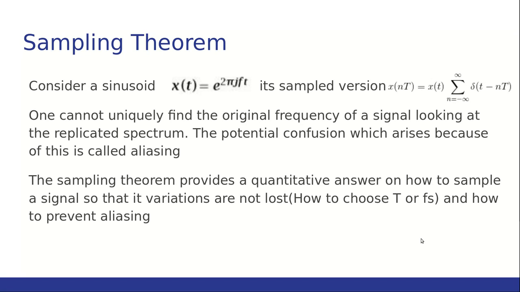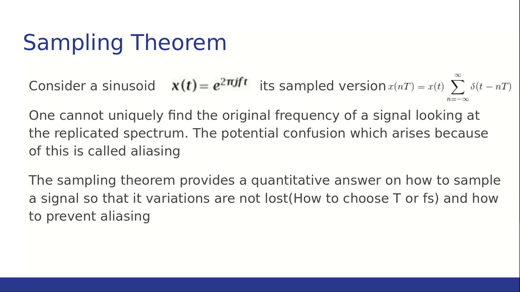There is also another issue with replication of spectrum, which is that one cannot uniquely find the original frequency of a signal by looking at the replicated spectrum. The potential confusion which arises because of this is called aliasing, and the sampling theorem provides us a way to avoid it. Let's see what the sampling theorem is.